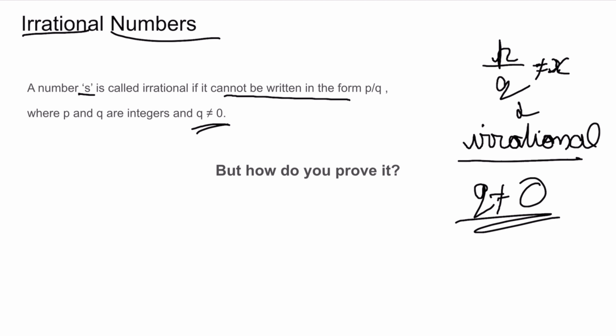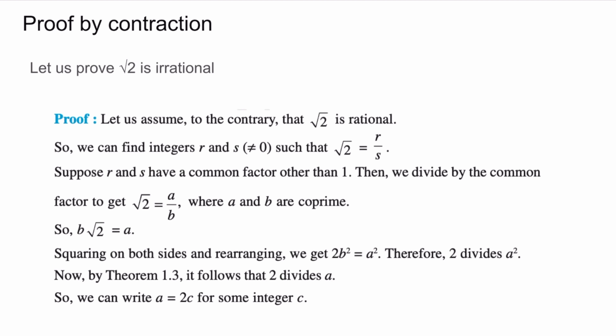But the question that you will often be asked in the examination is, how do you prove it? One way that we can solve it is by proof by contradiction. So here the question is, let us prove root 2 is irrational. Now this is a question which has actually been asked in the board examination a couple of times. So this is a very important question from the exam point of view.